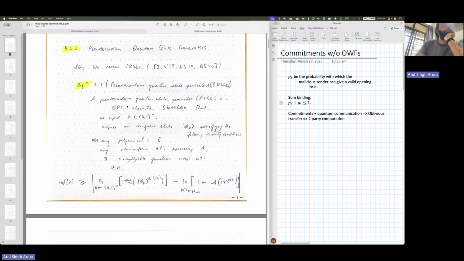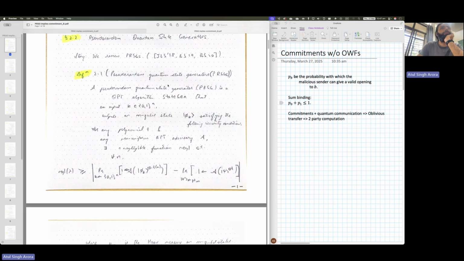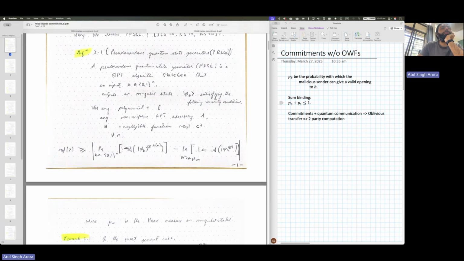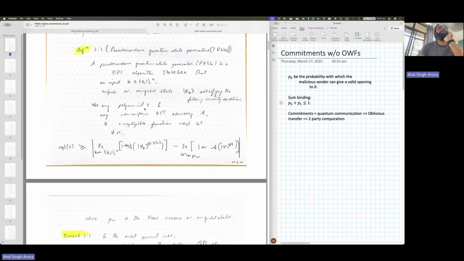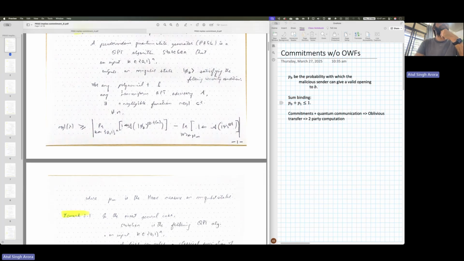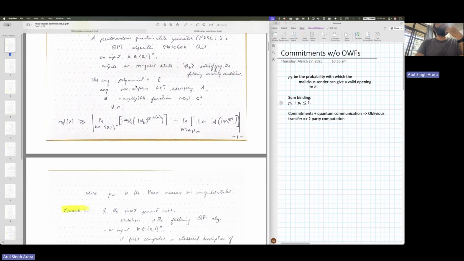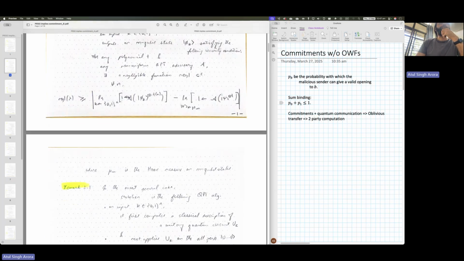Okay. All right, so let's resume. So the definition of a pseudorandom quantum state generator is as follows. A pseudorandom quantum state generator is a QPT algorithm StateGen that on input k of length n outputs an m-qubit state phi sub k, satisfying the following property. The property is that for any polynomial t and any non-uniform quantum polytime adversary A, there exists a negligible function such that the difference between these two is negligible.